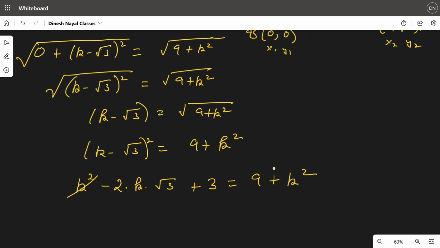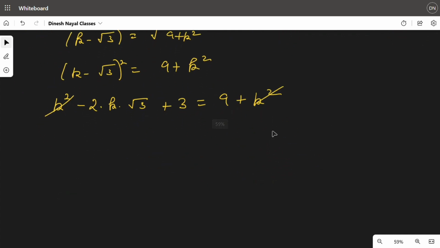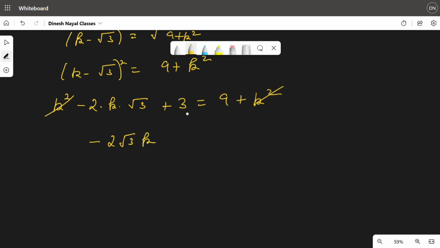So we can cancel out these k square. Cancelling out these k square, we will get minus 2 root 3 k plus 3. Take this 3 to the right hand side, that will be negative. 9 minus 3 becomes 6. So this k will be 6 upon, we cross multiply, minus 2 root 3. So this goes 3 times, so this will be minus 3 by root 3.